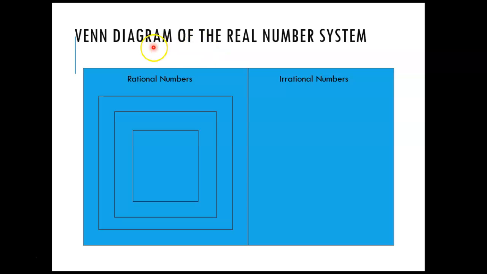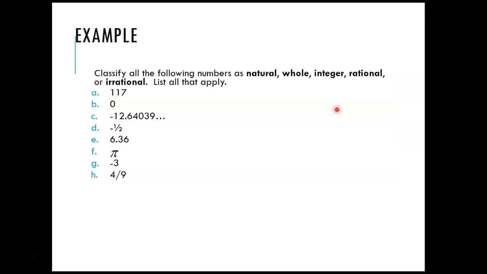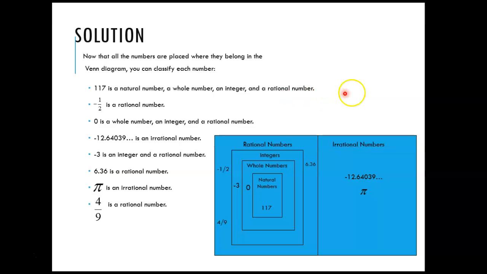Moving on, you guys have seen Venn diagrams before, and this is the Venn diagram that we will be using today. If you notice to the left, rational numbers, and there is some subsets in here, and to the right, irrational numbers with no subsets, because they're all on their own. So we will be classifying the numbers A through H, and we will be classifying them as natural, whole, integers, rational or irrational. Okay? So here is how I classified them. So let's talk about it.